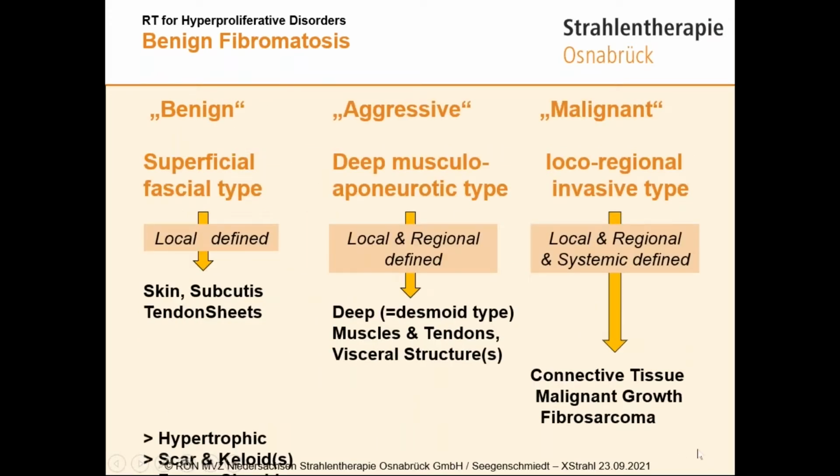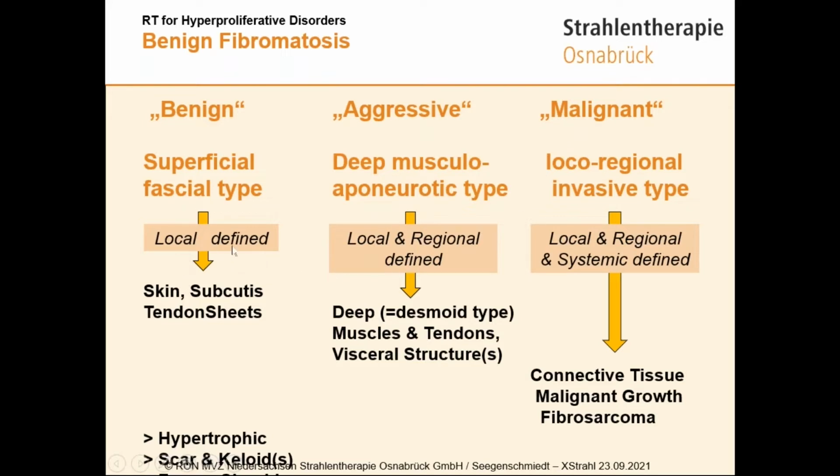First of all, going to the major distributions. Again, we have three different types of fibromatosis: a superficial, so-called fascial type, and a more aggressive, deep-located muscular aponeurotic type. In contrast, the malignant fibromatosis would result in a connective tissue malignant growth called fibrosarcoma, which is not dealt with in this session.